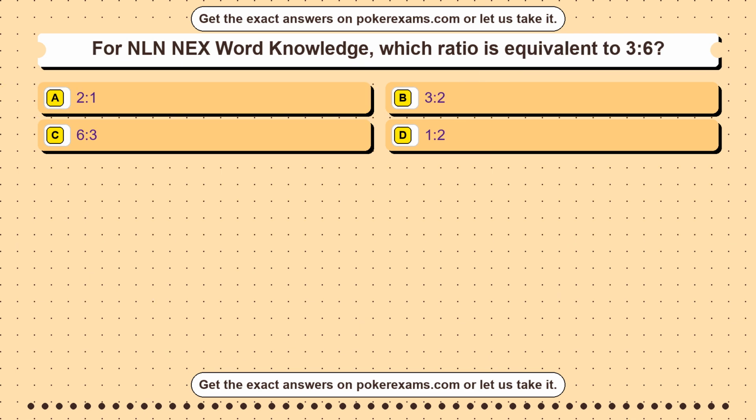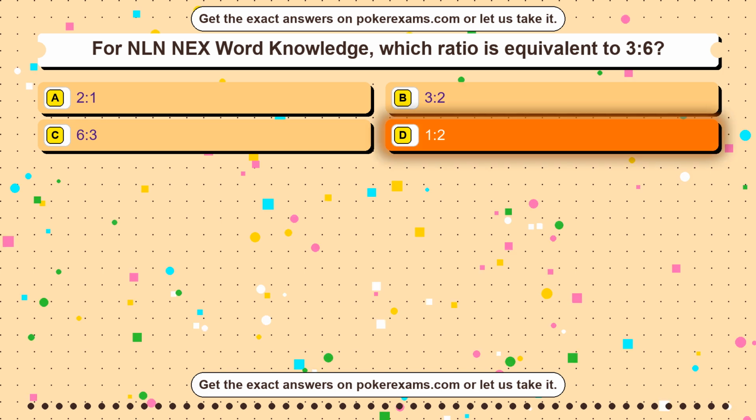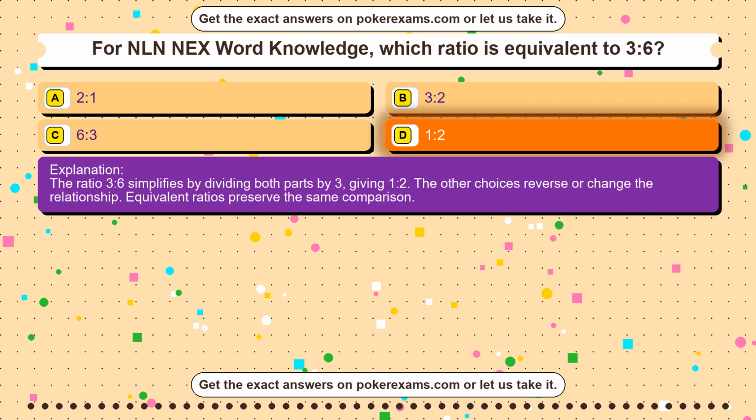Question 22. For GED word problems practice, which operation undoes multiplication by 5? Option A, add 5. Option B, subtract 5. Option C, multiply by 10. Option D, divide by 5. The correct answer is option D. Division is the inverse of multiplication, so dividing by 5 undoes multiplying by 5. Adding or subtracting changes the value in a different way. Multiplying by 10 increases the effect rather than reversing it.